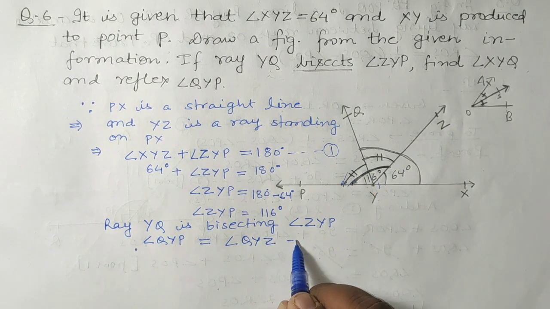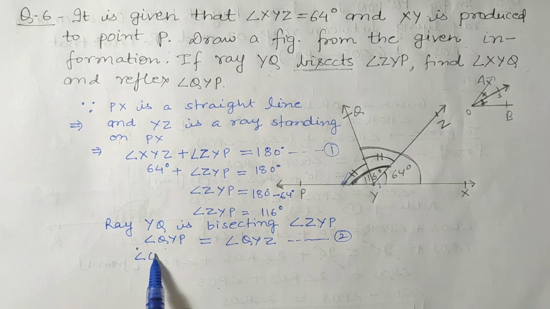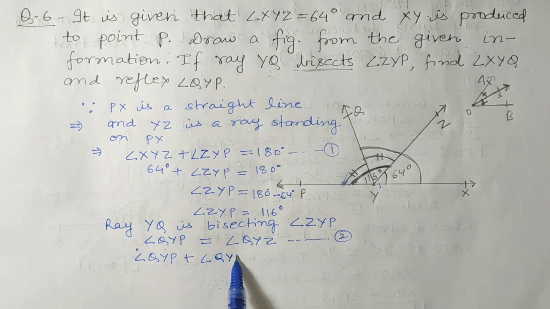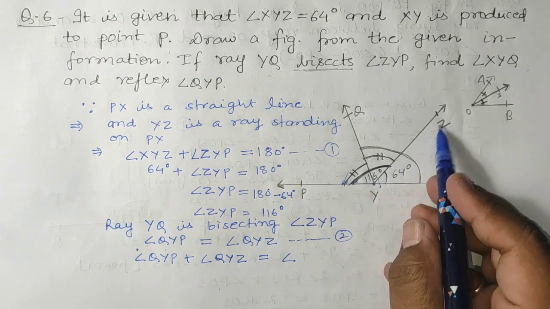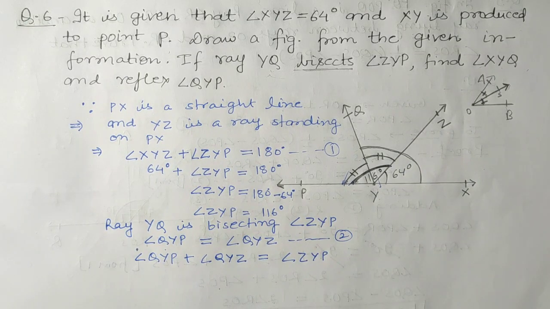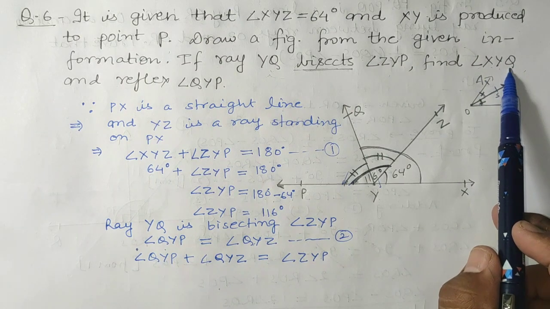We can conclude from this. Suppose it is equation number 2. Now the sum of these two angles, angle QYP plus angle QYZ, is equal to what? The sum of these two angles is obviously equal to angle ZYP. We can write it. Okay, and these two are equal also, and here we have to find angle XYQ.